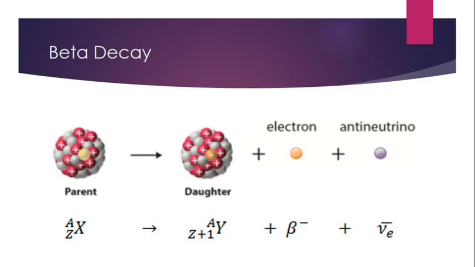Now what happened? A proton is increased. Neutron is converted to proton, so there is no change in mass number. The mass number remains the same. But there is a new proton. That means the atomic number increased by 1.